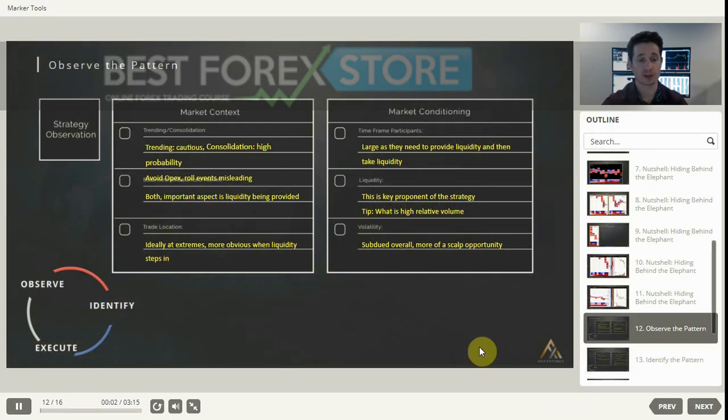Now, the trading strategy of hiding behind the elephant makes a lot more sense to you. It's quite a unique trade strategy, but do bear in mind, obviously, it is more of a scalp type trade opportunity with very good risk-reward metrics. Now, again, we're going to go through the template of it.